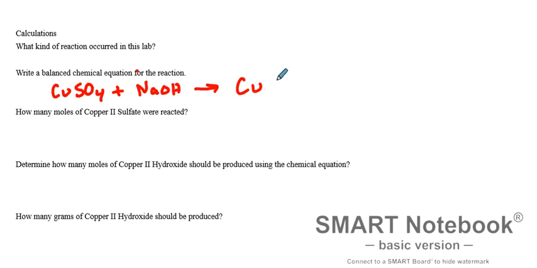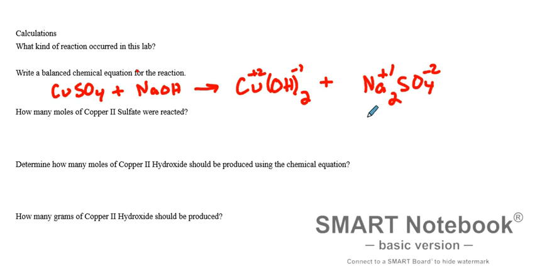And that's what we're trying to make. So we have copper hydroxide. Copper in this case is a +2. Hydroxide's -1. So then we're going to crisscross our charges and get a 2 down here. Plus sodium sulfate. Sodium is a +1 charge. Sulfate is a -2 charge. So we need to crisscross charges. We'll end up with a 2 down here. So these are the products correctly predicted.